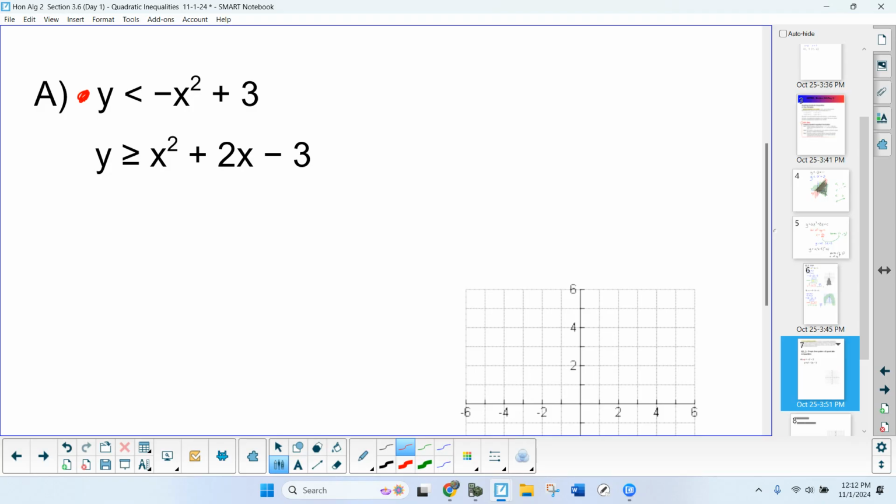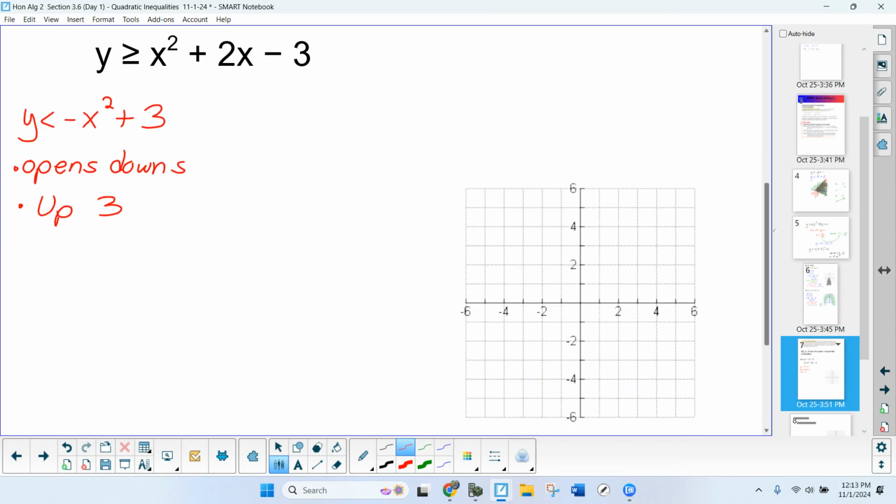Okay, does it open up or does it open down? Okay, so I'm going to write this one here. It opens down and it's shifted which way? Up 3. Do you guys see that? Opens down and it goes up 3. So it shifts up 3 and opens down.